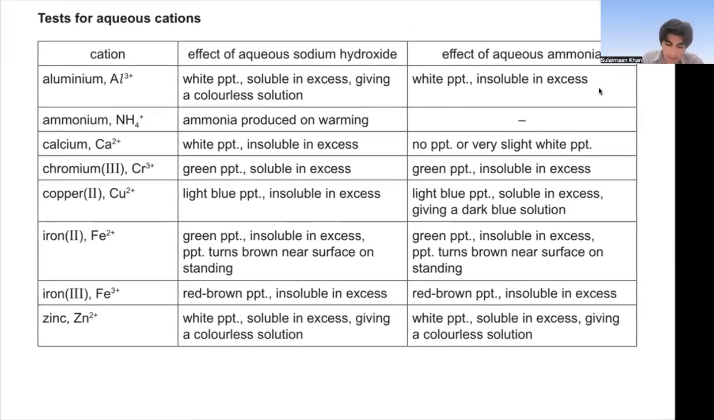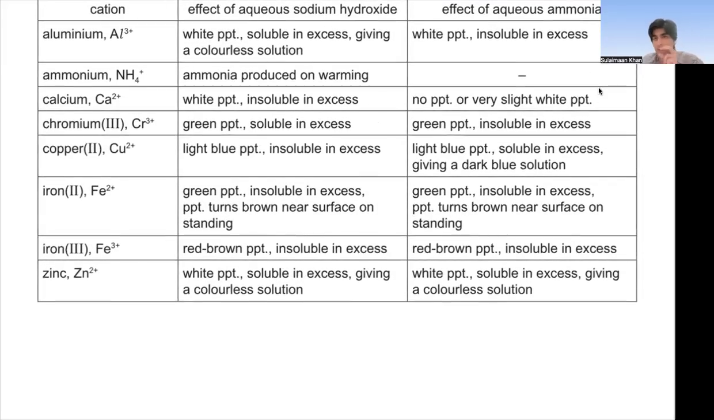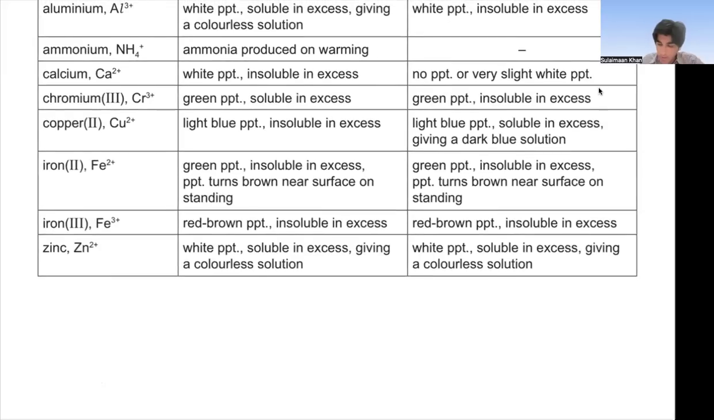Now, if you look at tests for cations, cations are positive ions, right? And remember, these are given to you at the end of your paper. So cations are positive ions, and he's given you the cations in your course, and he's given you the effect with sodium hydroxide and the effect with aqueous ammonia, right? But I want you to categorize them in a particular way. And what way do I want you to categorize them in? I'll show you right now.